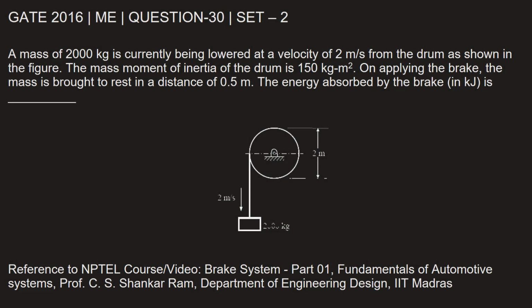This question is from GATE 2016 Mechanical Engineering paper set 2, question number 30. A mass of 2000 kg is currently being lowered at a velocity of 2 meter per second from the drum as shown in the figure.